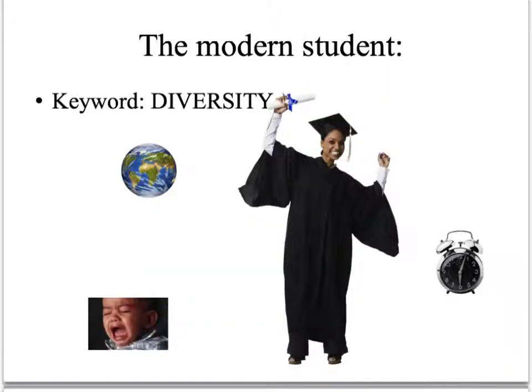How should you make a start in thinking about using learning technologies? Well, a good place to start is probably with the student. Consider the modern student body and the context of higher education today. A key word to consider is diversity.